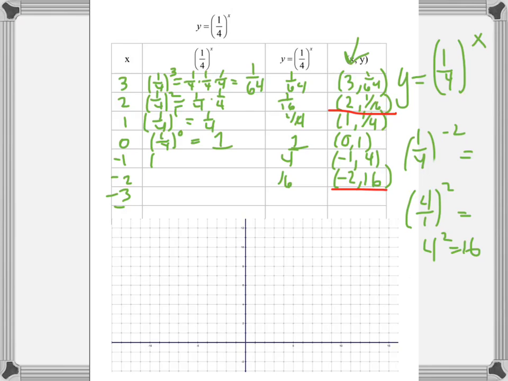So positive 3 had 1 over 64. Negative 3 is just going to have 64. So we have negative 3 and 64. So when we start to graph this, at 3, it's 1 over 64.